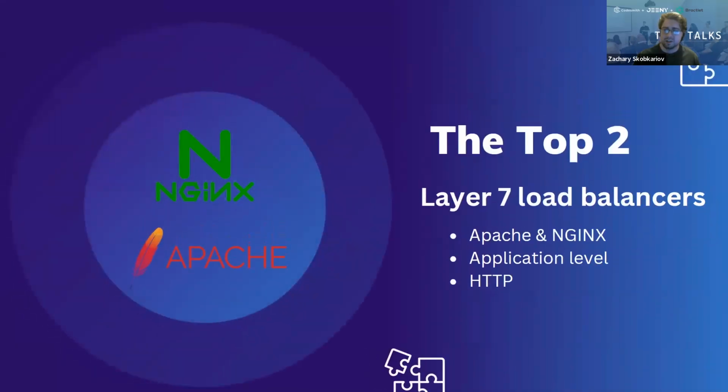So let's take a deeper dive into the top two web servers, Nginx and Apache. Both web servers fall under the category of Layer 7 load balancer. A Layer 4 load balancer would operate at the transport level, managing DNS, mail, TCP, and UDP traffic, whereas the Layer 7 would operate at the application level and examine the content of the traffic itself, such as the HTTP headers or even application data.